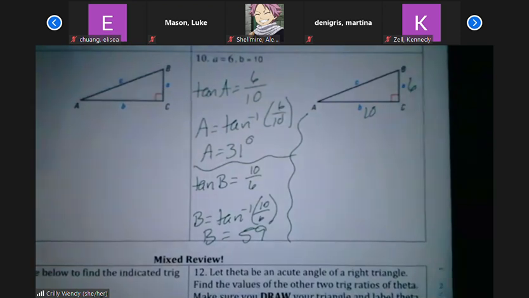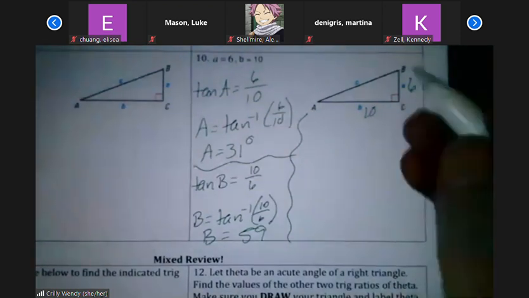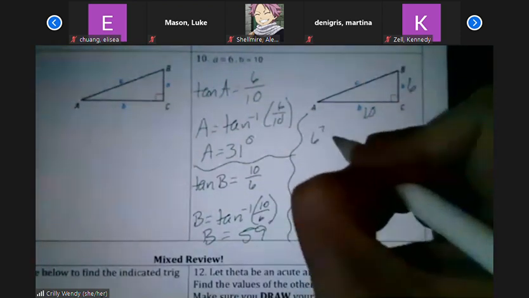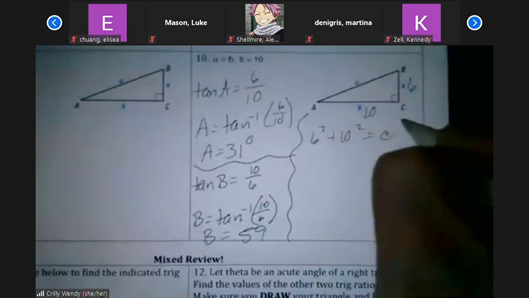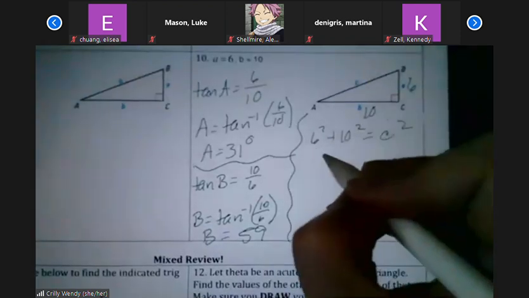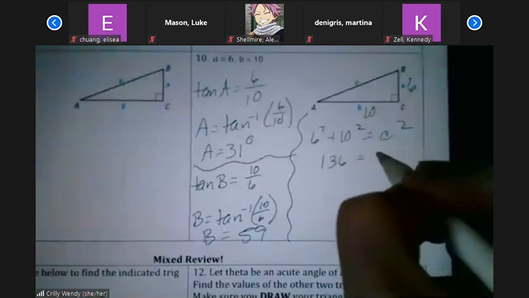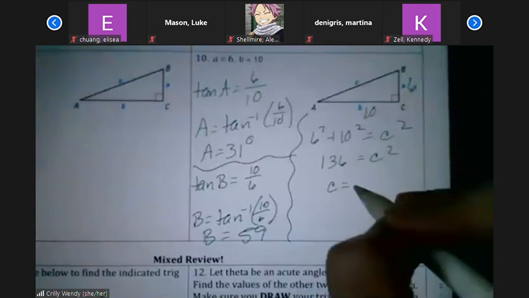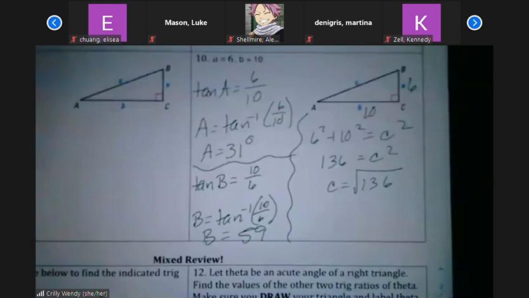Okay, so to get the hypotenuse, let's just do Pythagorean theorem. 6 squared plus 10 squared equals c squared. So 136 equals c squared. So c equals the square root of 136. And if you do Pythagorean theorem, you don't have to change it to a decimal. You can just leave it as the square root of 136. If you plug it into your calculator and change it to a decimal, that's fine. That's your choice.